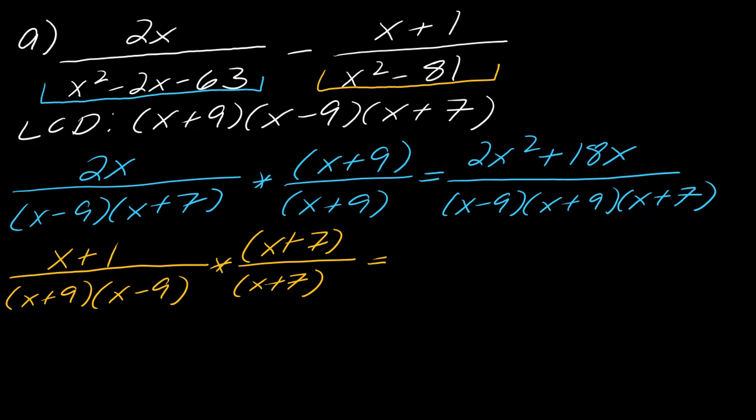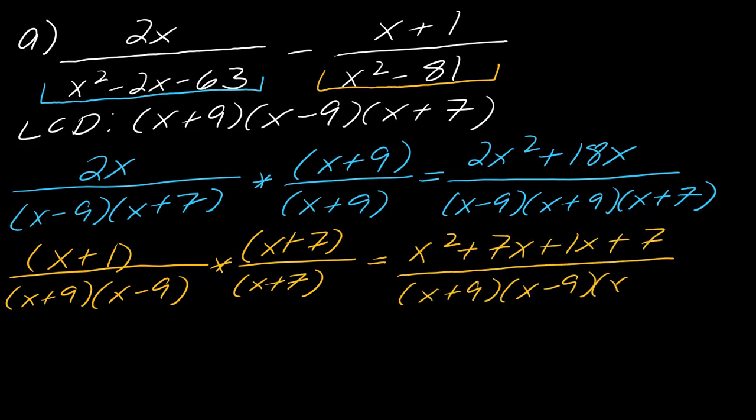Now notice with this one, I need to take x plus 1 times x plus 7. So I actually need to FOIL all of this out. This is going to be a little bit of work now. So I'll go ahead and show you what the foiling looks like. And now I just need to collect my like terms.